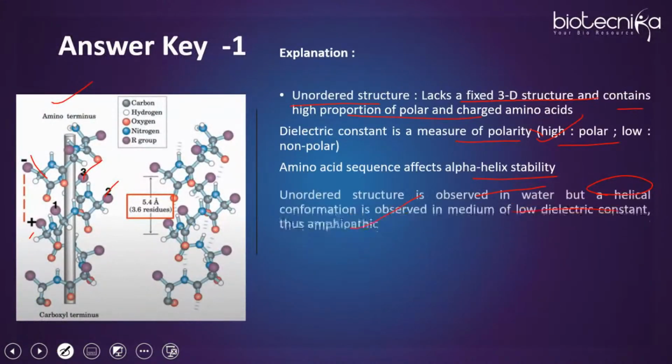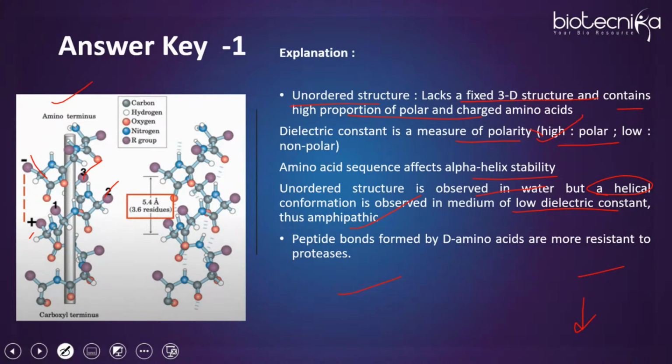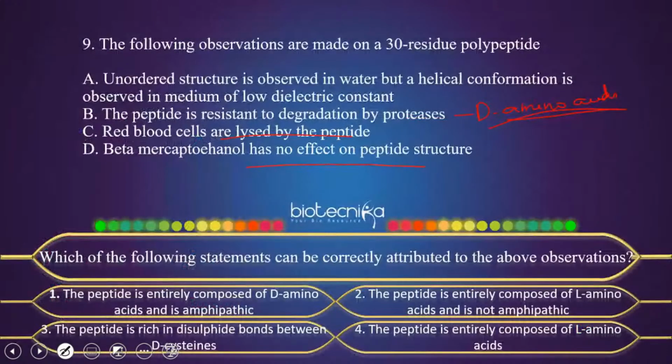Beta mercaptoethanol has no effect on peptide structure. Beta mercaptoethanol is a reducing agent, so it breaks disulfide bonds. When it is saying it does not have any effect, it means that there are not many disulfide bonds. It means that cysteine residues are not present that much. So definitely this statement cannot be correct. The peptide is rich in disulfide bonds. Peptide is entirely L amino acids, again no, because how will it explain the degradation by proteases? So definitely even this is not correct. That is why the correct answer is 1. Very good. Many of you got it correct.